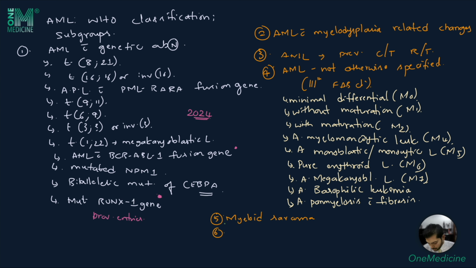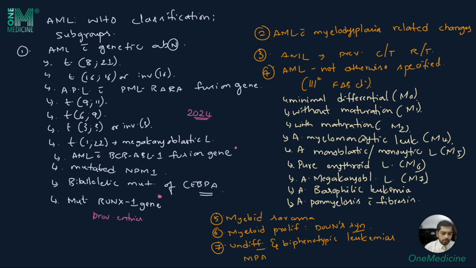The sixth subgroup is myeloid proliferations related to Down's syndrome. And the seventh subgroup is undifferentiated and biphenotypic leukemias. They are also called MPALs, that is mixed phenotypic acute leukemias.